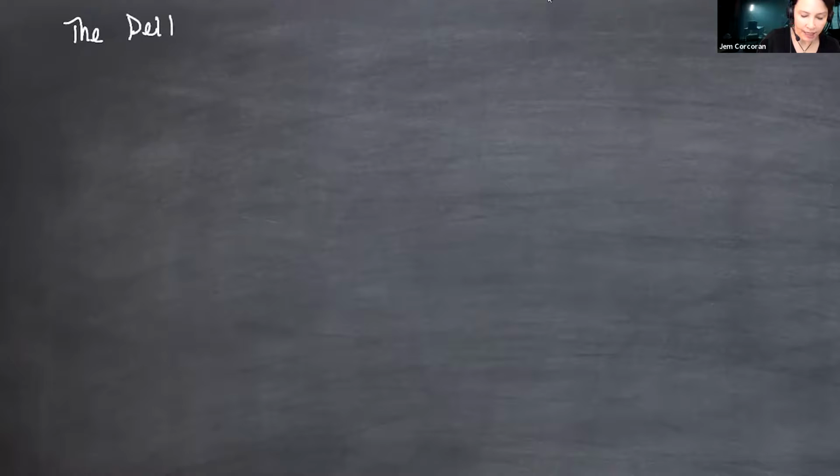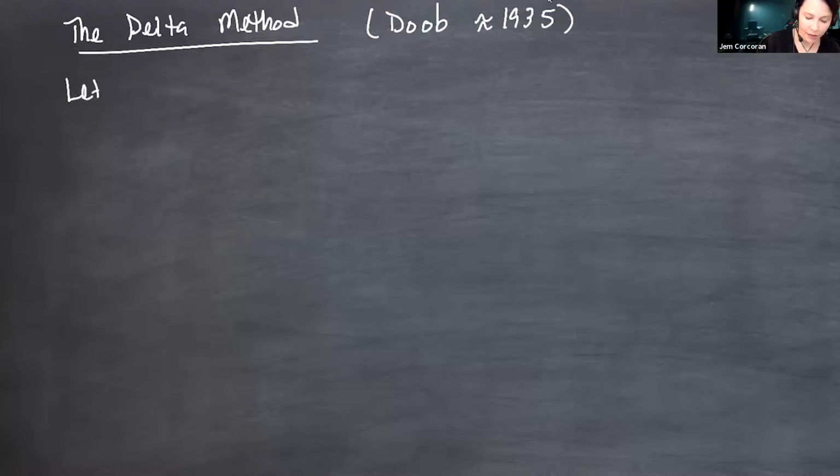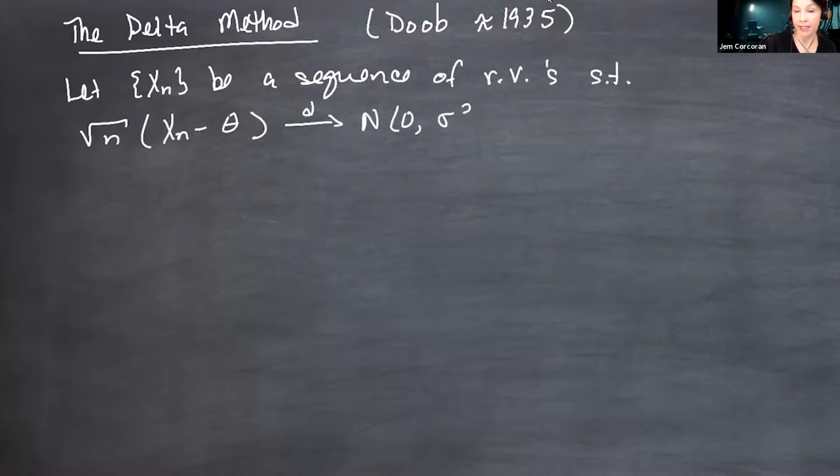Okay, so the delta method was originally attributed to a guy named Doob back in, I think it's 1935. And it allows us to take a convergence to a normal through a function. So it goes like this. We're going to let Xn be a sequence of random variables such that we already have the square root of n times (Xn minus theta) converging in distribution to a normal with mean 0 and some variance sigma squared.